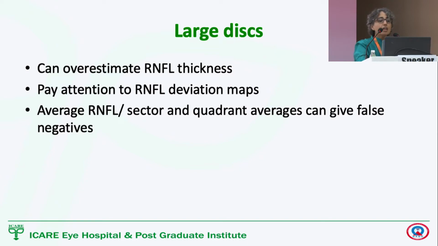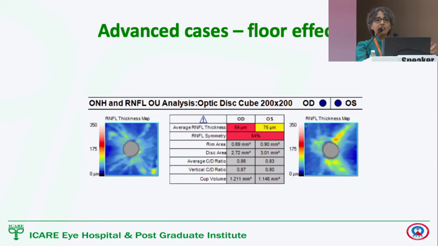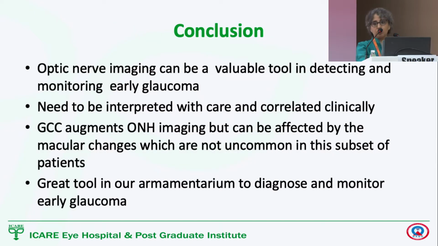So remember that. You must pay attention to the deviation maps because it will pick up there. It's picking up the deviation in terms of the pattern. So that I think is an important sector again to pay attention to. And average RNFL sector quadrant averages can again give you false readings. So don't look at the red, green, yellow on the averages. That's a very, very important message and very often we land up relying on that the most. Of course, in advanced cases, it is a difficult tool to depend on because you hit the floor effect and it's not very reliable to comment on the findings. So the limitations come in play.